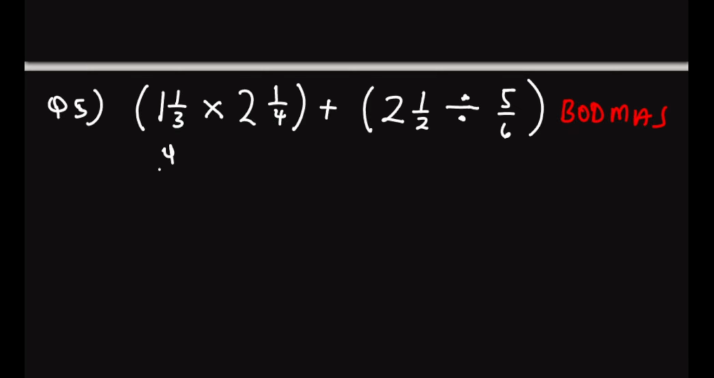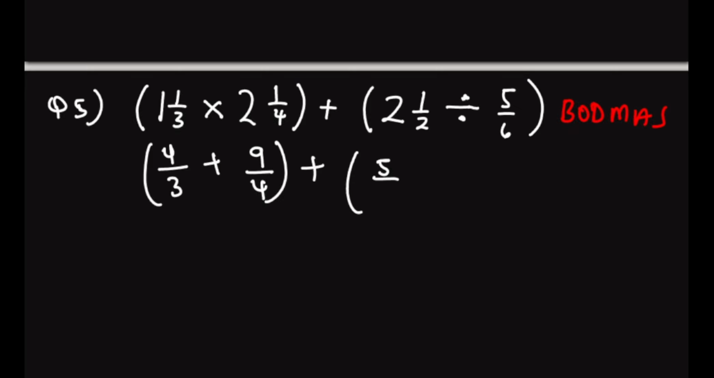4 over 3, then plus 2 whole number 1 over 4 gives us 2 times 4 gives us 8, plus 1 gives us 9 all over 4. Then we close the bracket plus 2 whole number 1 over 2. So the 2 multiplies the denominator 2, giving us 4, plus 1 giving us 5. So 5 over 2. Then we maintain our division sign.